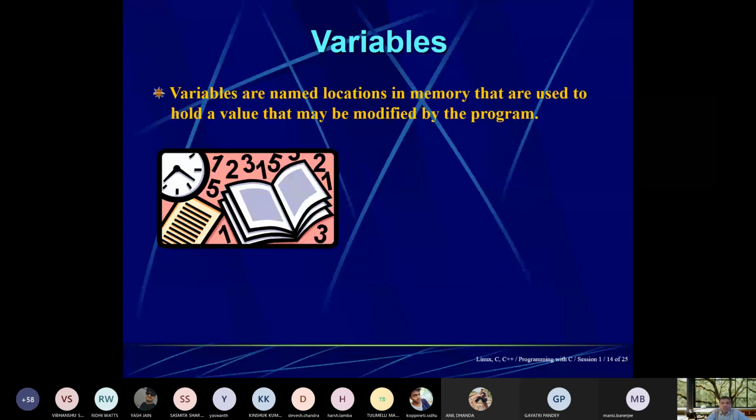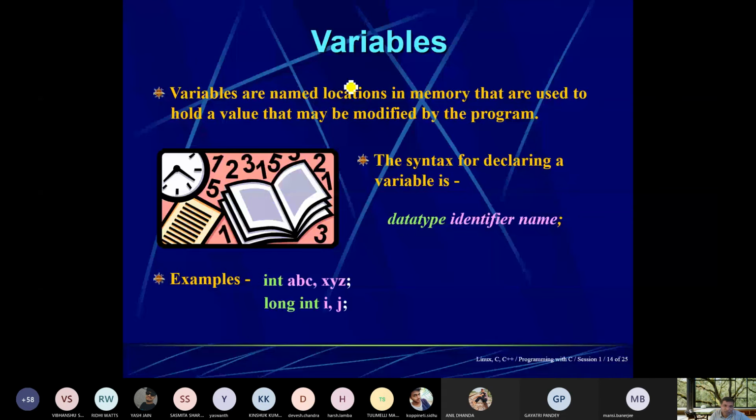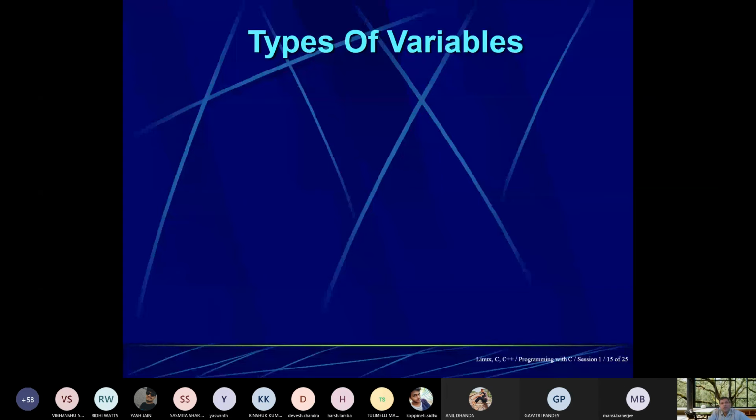Variables are named locations in memory. I had shown you that in that example of showing the size of a variable. So here you can see that all the variables are stored at a particular location in the memory. Fine. The syntax for declaring a variable is data type followed by identifier name. So valid examples are int abc, xyz, long int ij.